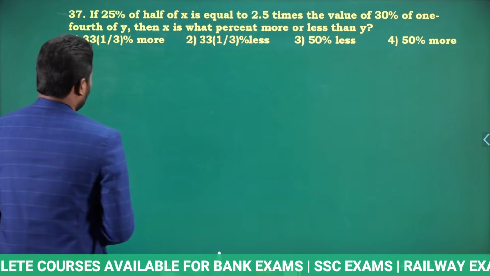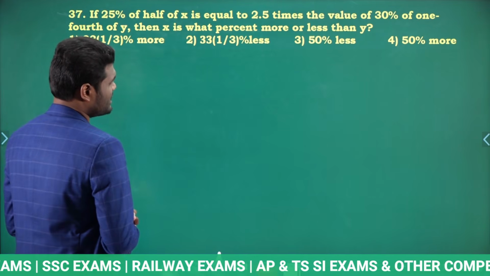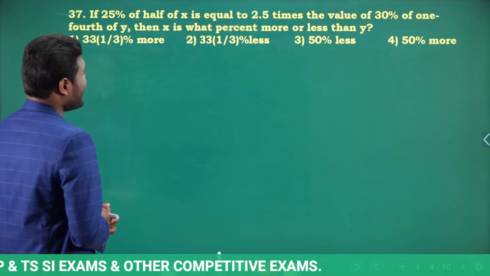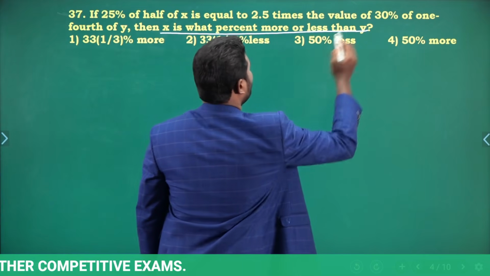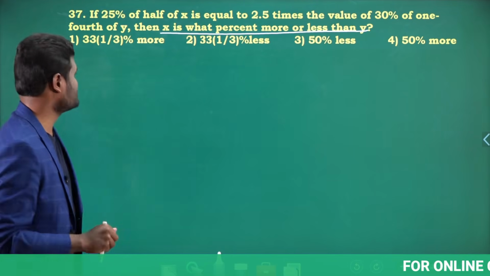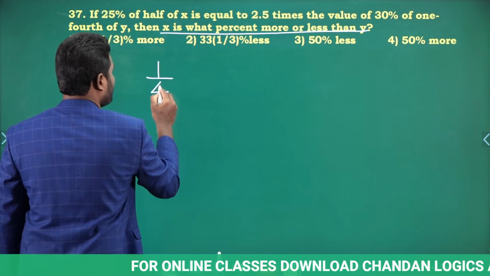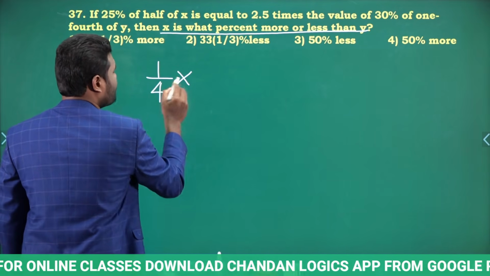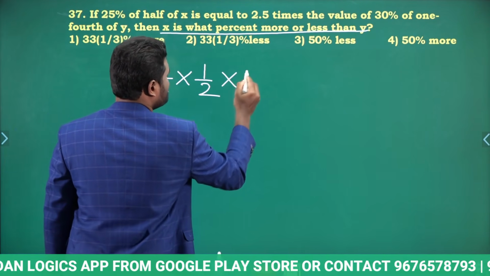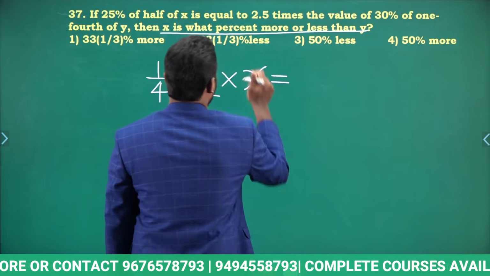If 25% of half of X is equal to 2.5 times the value of 30% of 1/4 of Y, then X is what percent more or less than Y? So, it's asking X is what percent more or less than Y. Let us observe the question clearly. 25% in fraction is 1 by 4. Of means multiplication. Half is nothing but 1 by 2. Of means multiplication. X is equal to, now this value is equal to how much?